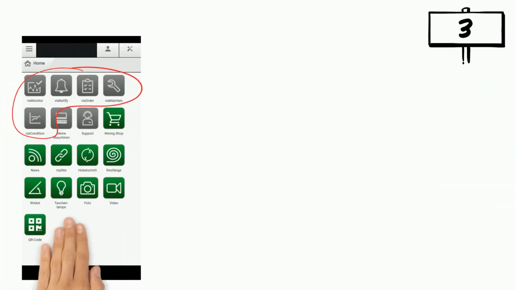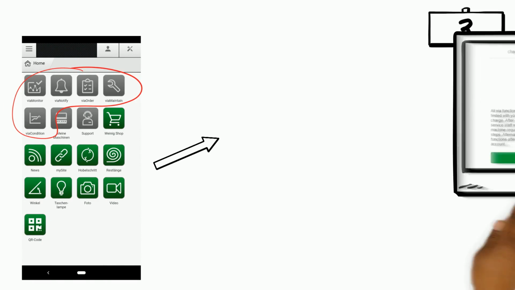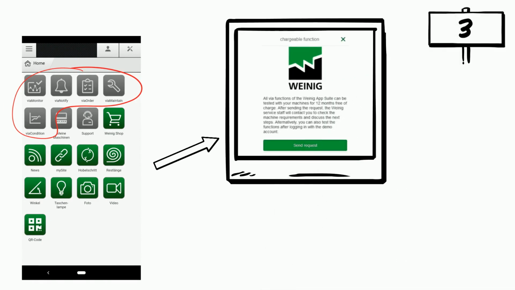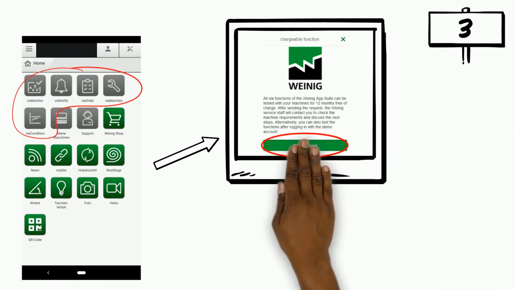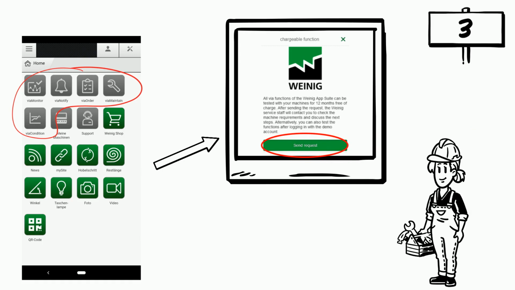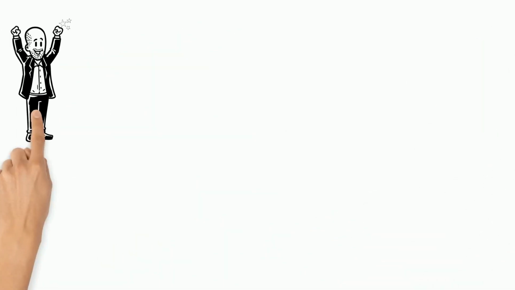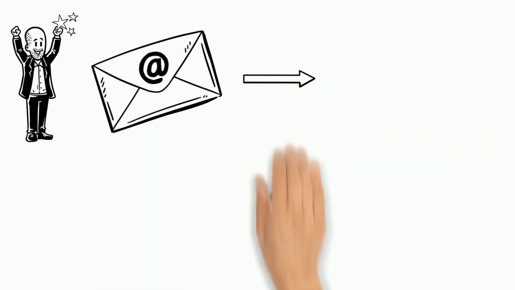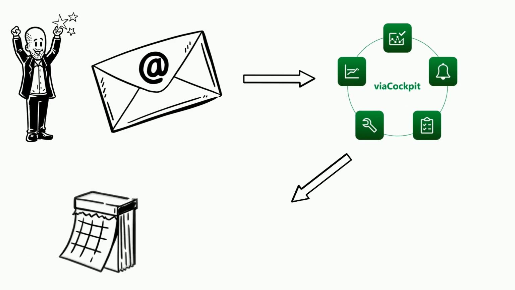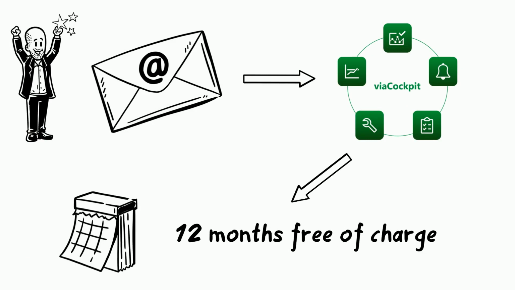To do this, click on any VR function in the Start menu. This will open a new window providing you the ability to send a request to WEINIG for the activation of the viaCockpit functions. Simply click this button and the WEINIG service will take care of the rest. After the successful activation, you will receive another confirmation email and can then use the viaCockpit functions free of charge for 12 months.